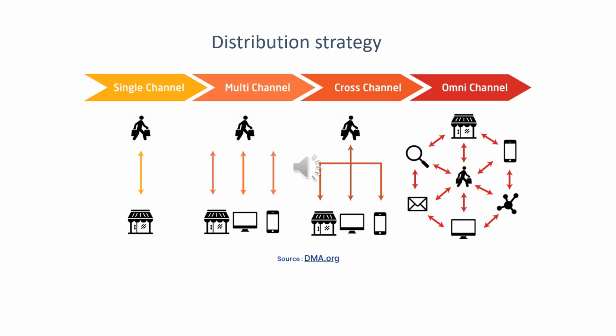Finally, let's explore distribution strategies. Companies can choose how they want to approach the market. Single channel means that the distribution, or the selling, is done through only one channel. For example, just a physical store or an online store. So just one channel, but we could say that the company chooses not to diversify the channels. So there's a unique way to sell to consumers.